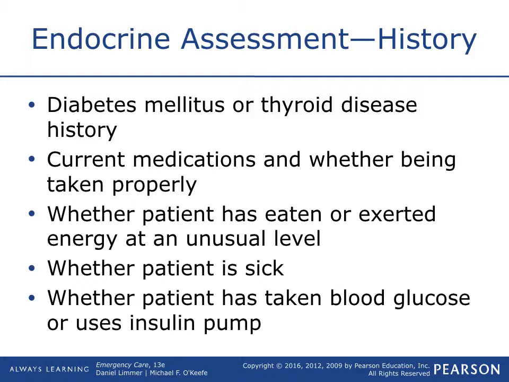Diabetes and thyroid disease, current medications, and whether they're being taken properly. If they're diabetics, they're going to have their own medication, insulin that they're doing every day, and same for thyroid. They got medications they have to take every day. If they're not taking it regularly, they're going to have problems. Also whether a patient has eaten or exerted energy at an unusual level. With both of those diseases, if they overexert themselves, it can cause a negative effect on their body as well. It's very hard for these people to sometimes stay healthy by exercise because it causes issues.